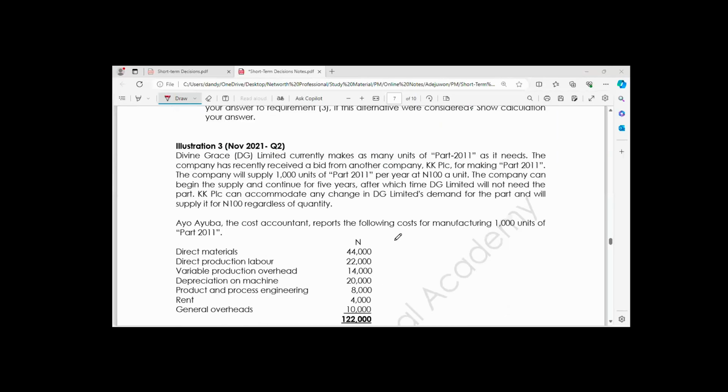So let's have this illustration number 3, Divine Grace. Again, who will be reading for us? Lizzie has read, Dorcas read. Then let me look for a guy. Victor, can you please read for us? Okay, sir. Thank you.